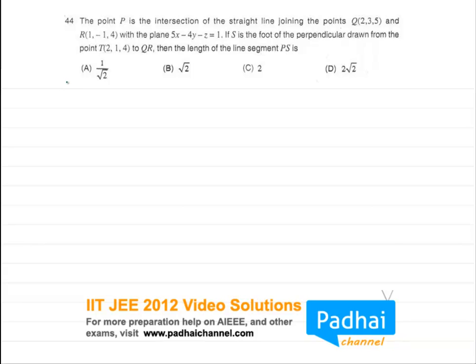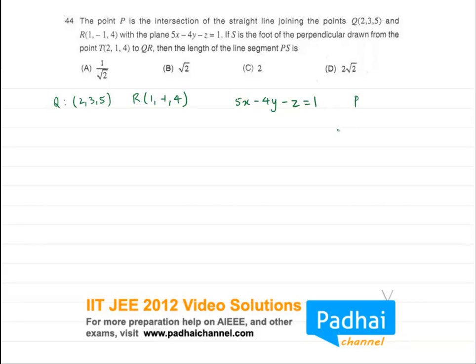Okay, now let us take another 2012 problem. It says that the point P is the intersection of a straight line joining the points Q and R. Q is (2, 3, 5), and R is (1, -1, 4). It is given that this line QR intersects with the plane 5x - 4y - z = 1, and that point is P.